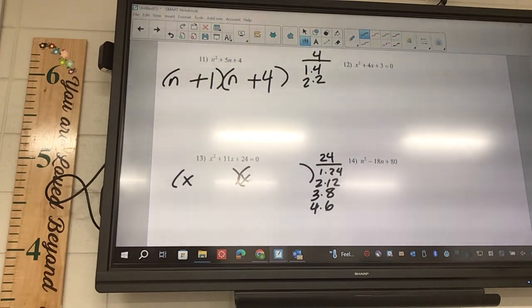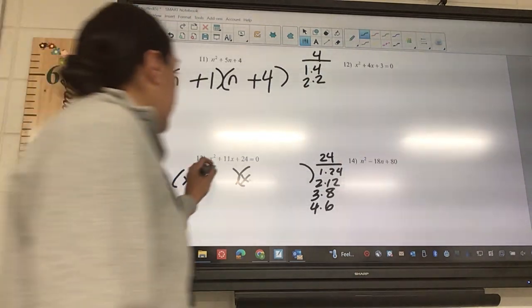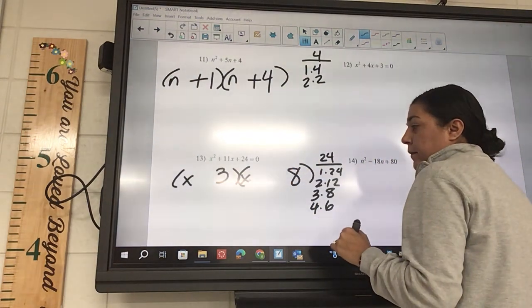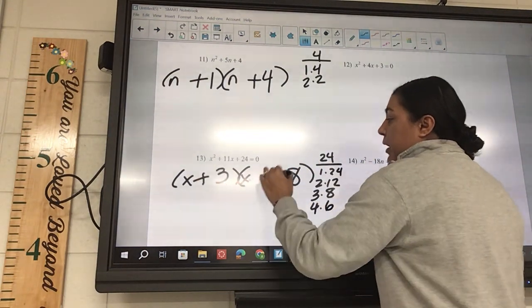Okay, and I need something to give me an 11. 3 and 8. Okay, most of the time, where is it not going to be? Top or bottom of the list? Top. Okay, so if you're not sure, try the bottom ones, and then work your way up if none of those work. So 3 and 8, and I need a positive 11. It's gonna be a plus plus.